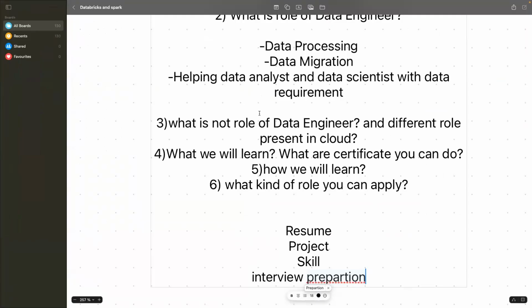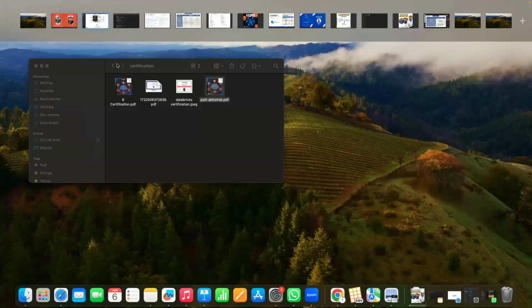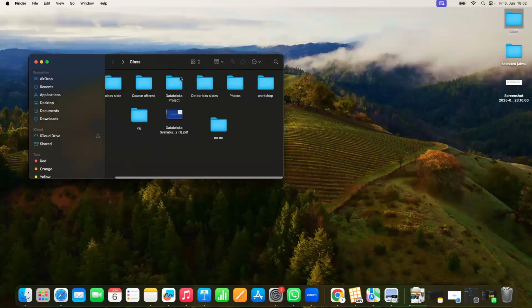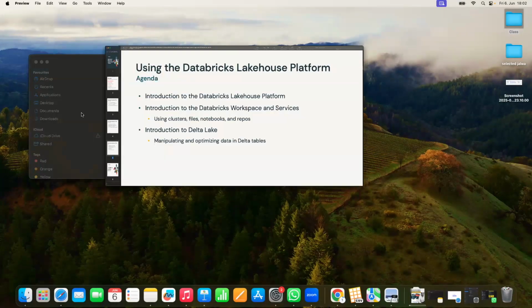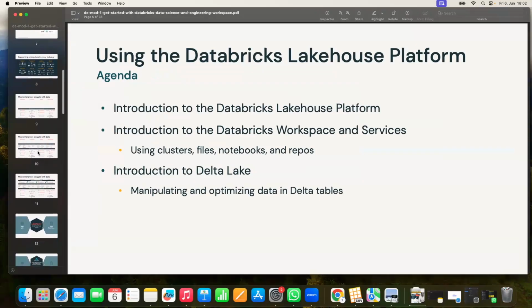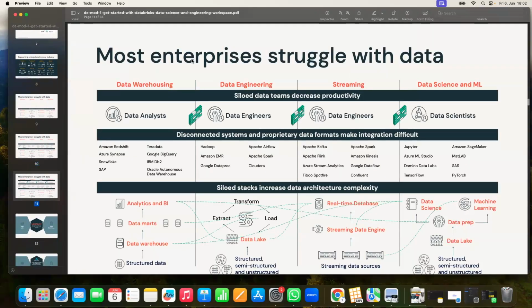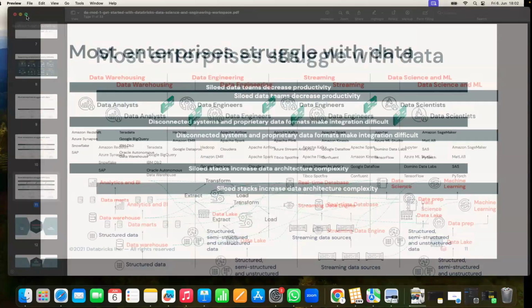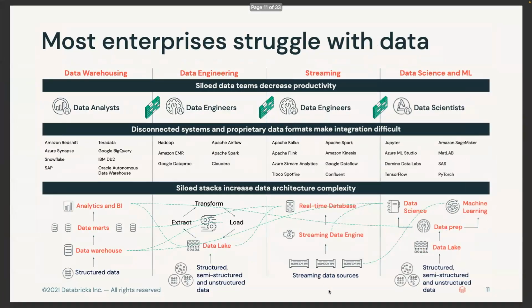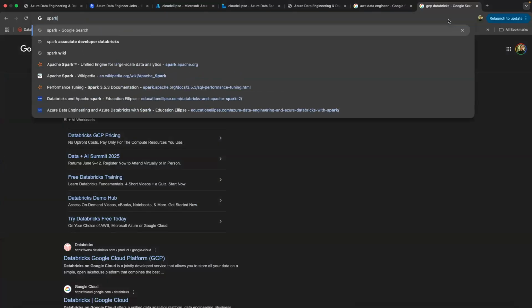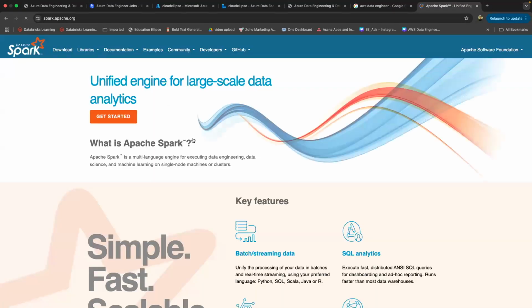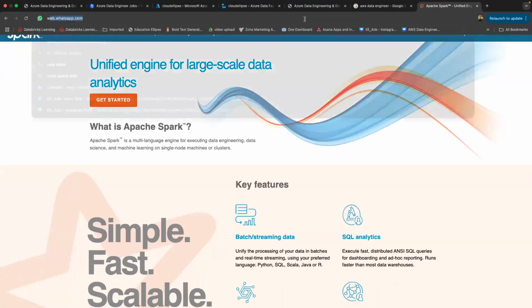What is a unique feature in Databricks compared to all ETL tools? Suppose I go to the Databricks slide, as I already mentioned in the past: in Databricks, you can do everything. You can do data warehousing, data engineering, stream processing, data science, everything as a one-stop solution. And it is created by the creators of Apache Spark. So suppose if I type Spark over here, Spark is a modern data engine. So what is Spark?